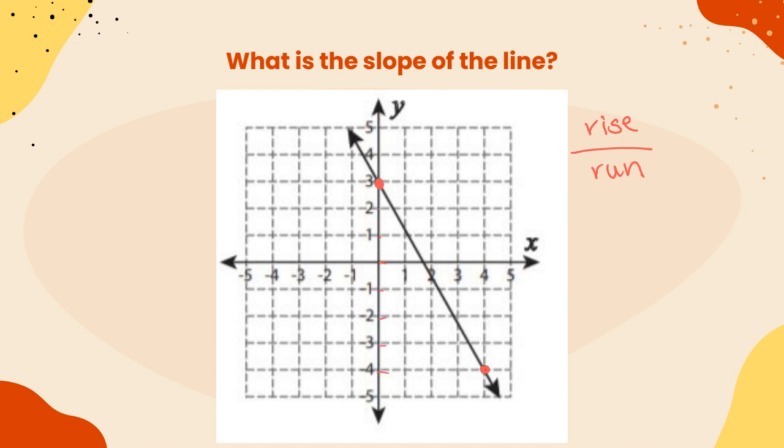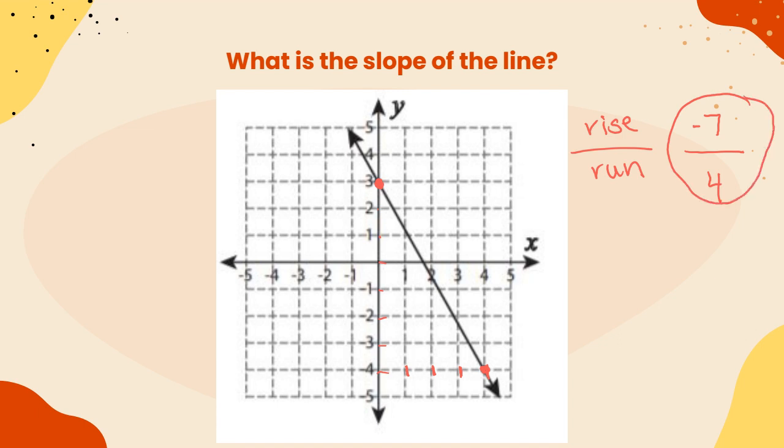And if I go down, am I getting larger or smaller? I'm getting smaller. So not only is that going to be 7, that's going to be a -7. And then for my run, how much am I running? So I'm going to start where I left off. So I run 1, 2, 3, 4. So my slope would be -7 over 4.